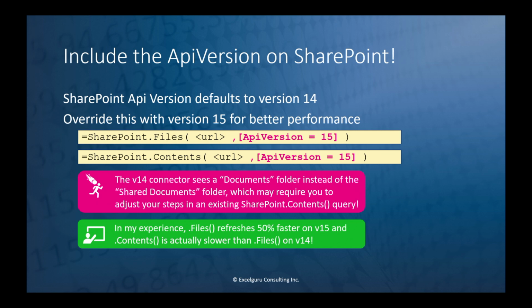The reason why this is important, in my experience, is that SharePoint.files refreshes 50% faster on version 15, and SharePoint.contents on version 14 actually refreshes slower than .files. That was what messed me up. I'm like, how is the performance getting worse? What is going on?